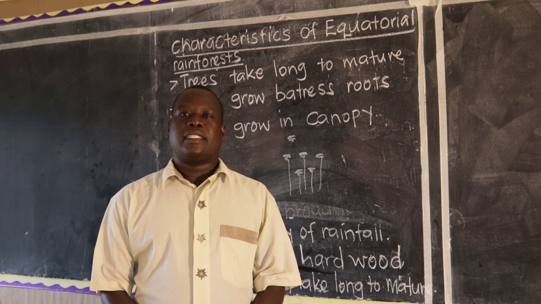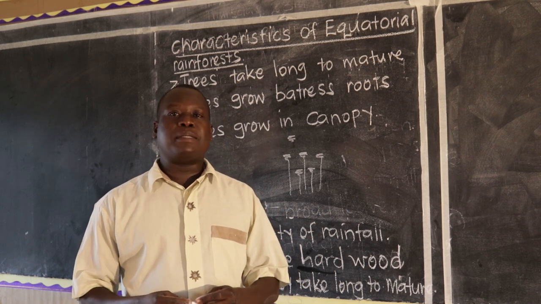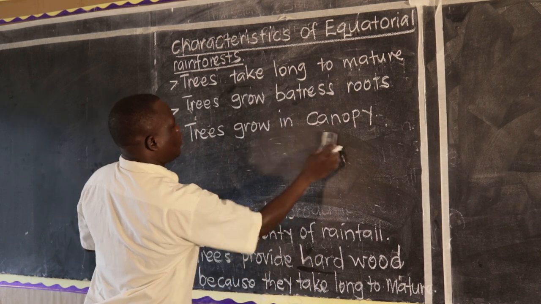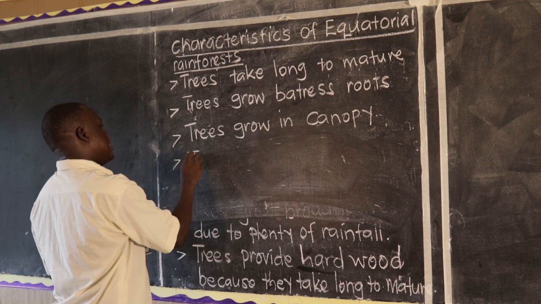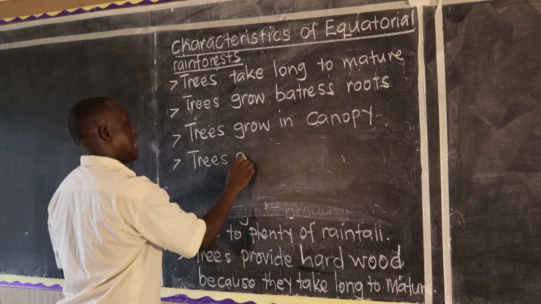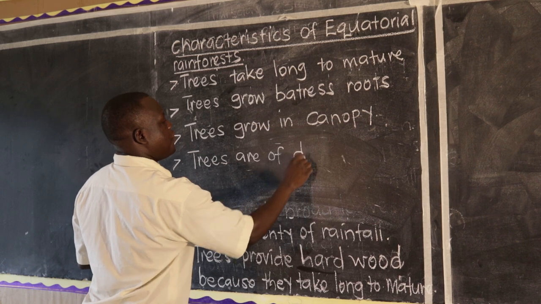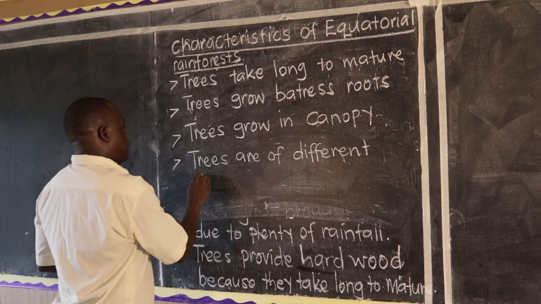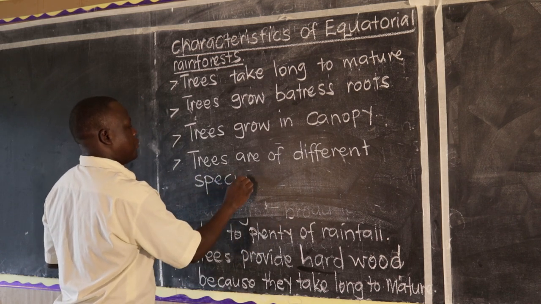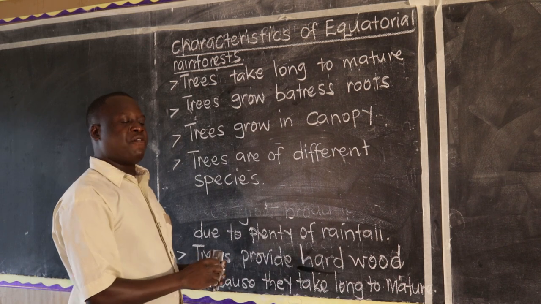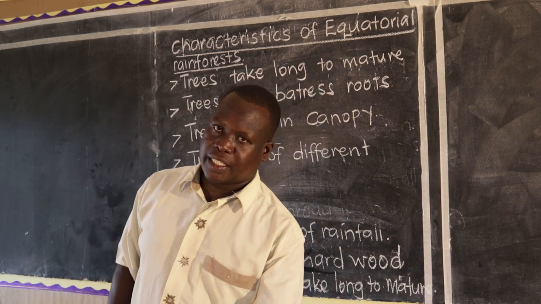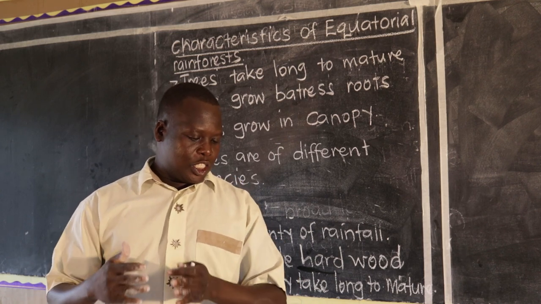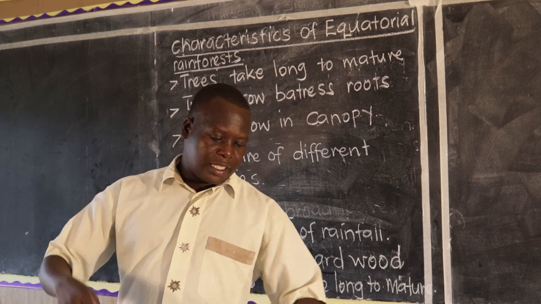I think we shall look at the tree species. As we wind up, we say that trees are of different species. You'll find that it has a variety of trees. Next time we shall pick from the tree species found in the equatorial regions.